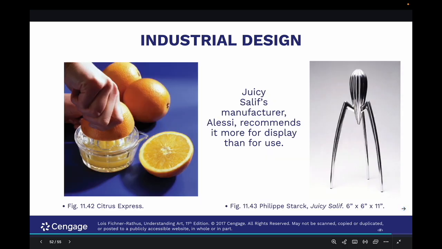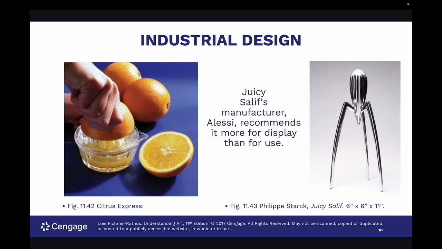Here's a great example of the form follows function, form over function that we just mentioned. So we have on the left side a citrus juicer, right? It's designed to do its job. So the form follows what the function needs to be. Just to squeeze the juice and get the juice out, or squeeze the fruit on the top, twist it around and get the juice.